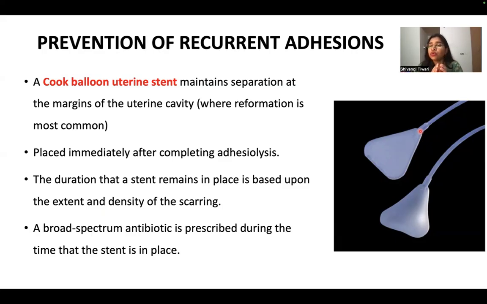So a Cook balloon uterine stent maintains separation at the margins of the uterine cavity where reformation is most common. They are placed immediately after complete adhesiolysis. The duration that a stent remains in place is based upon the extent and the density of the scarring. And a broad spectrum antibiotic is prescribed during the time that the stent is in place.